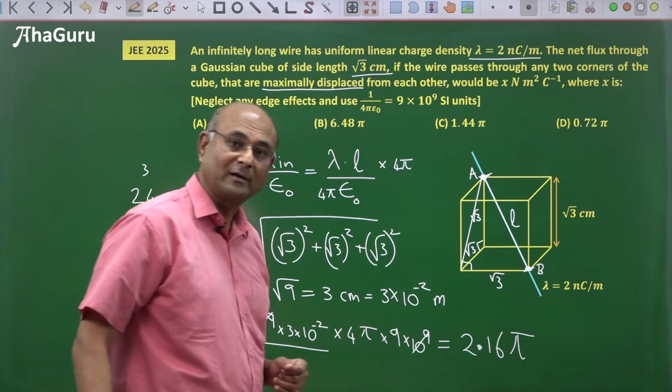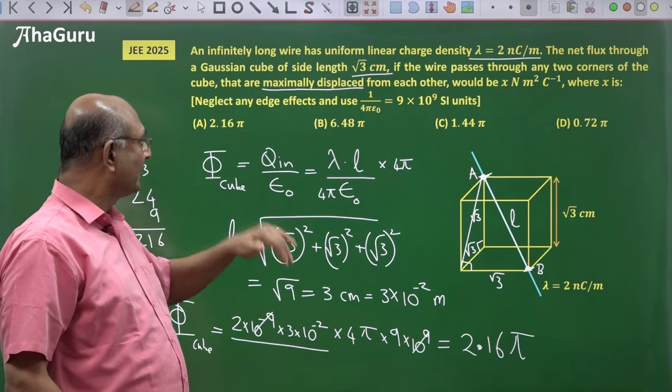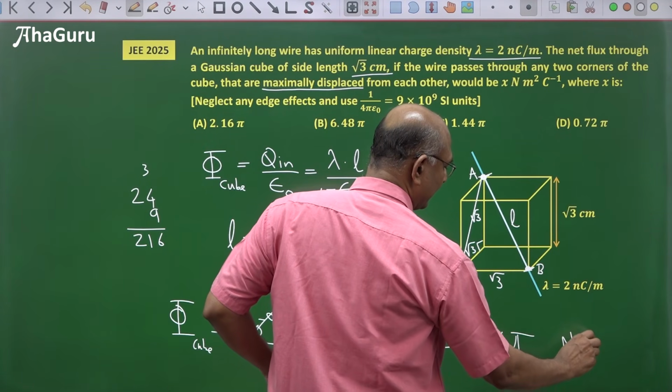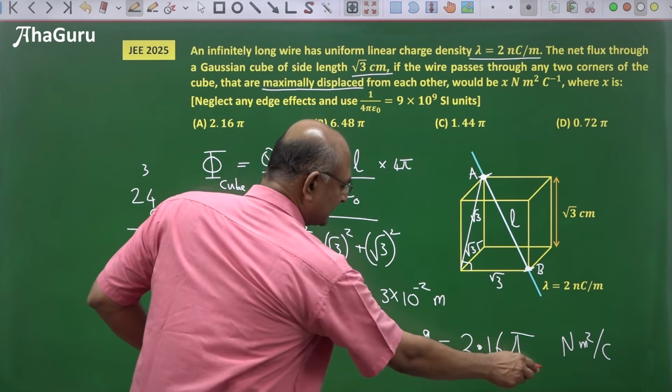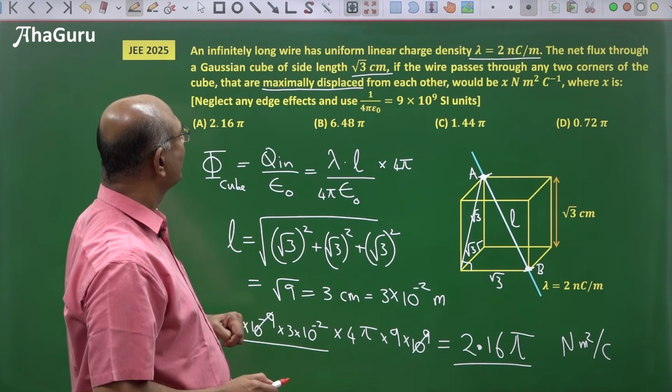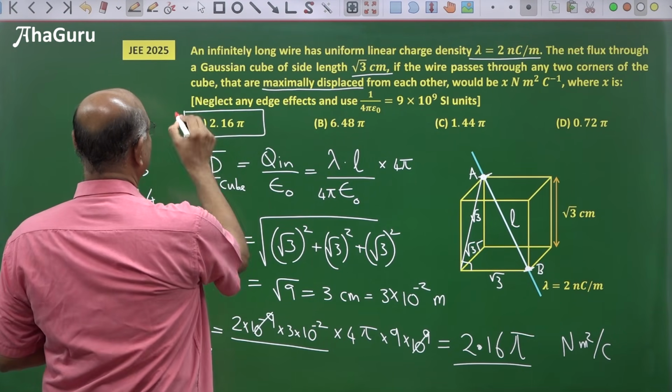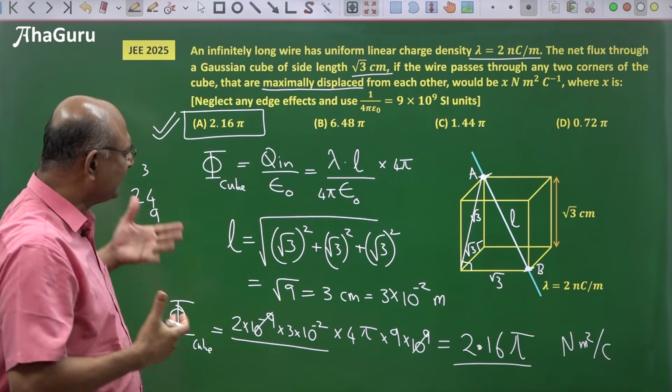SI units will be what? Well, newtons per coulomb into meter square. So Newton meter square per coulomb. So if this is the answer, then this must be X. Is there an option like that? 2.16 pi? Well, you can see this is the answer. So option A. Was that difficult?